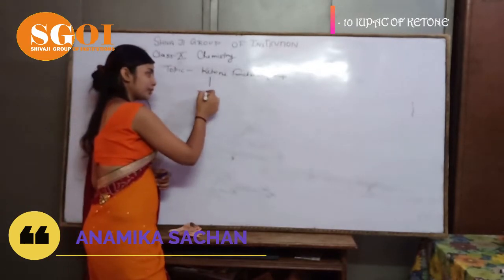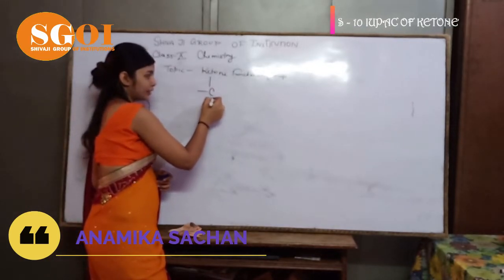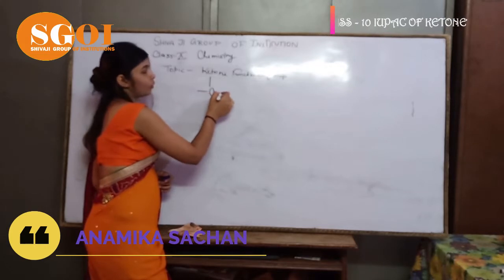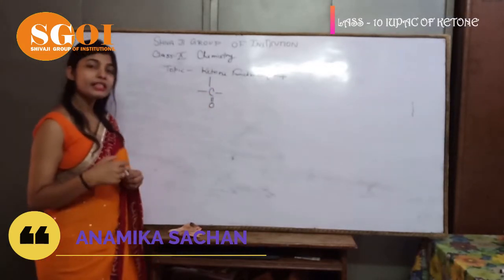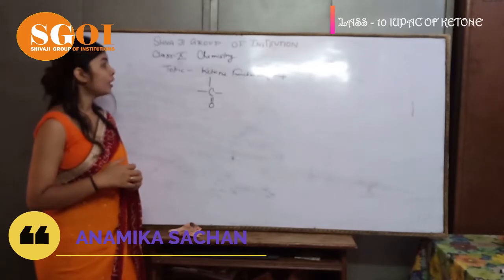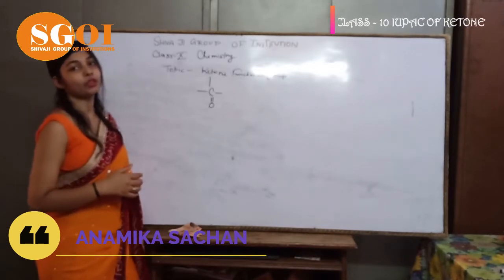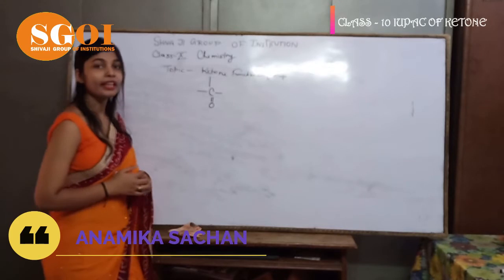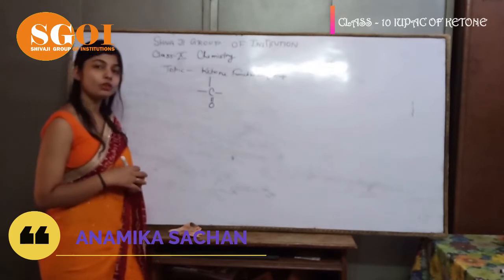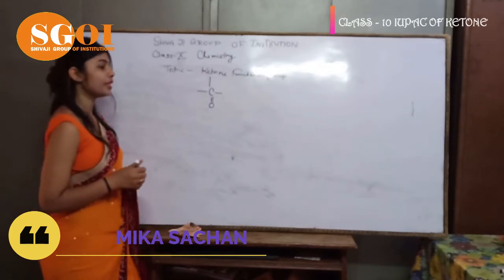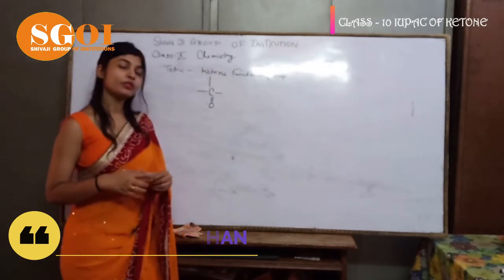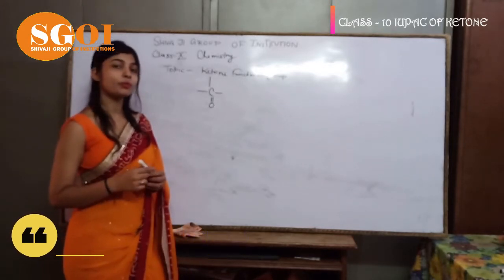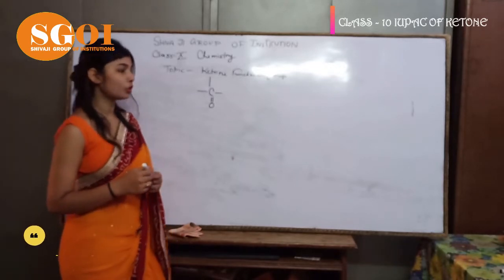Students, C double bond O. Those type of hydrocarbons which contain CO functional group are ketone functional group. Today I'll start the naming of ketone functional group, which is also known as IUPAC of ketone functional group. Those type of organic compound which contains CO functional group is known as ketone functional group.